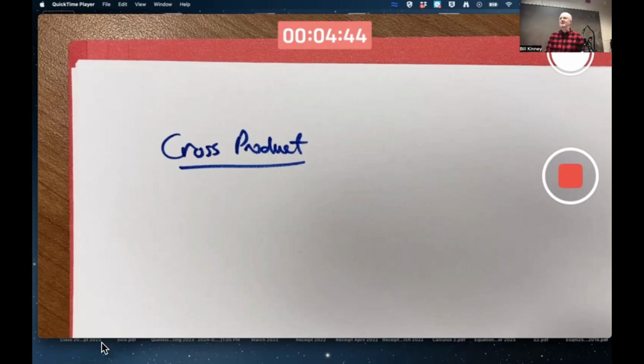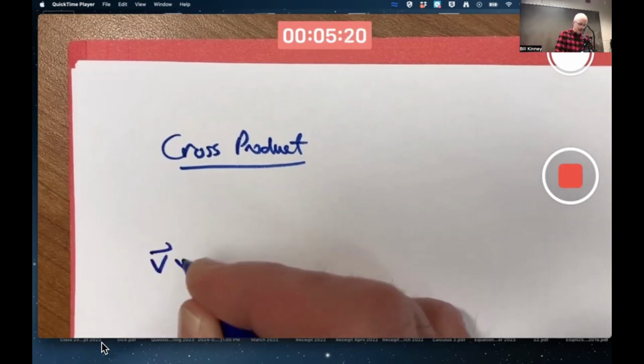Cross product is technically only for three-dimensional vectors. And when you take the cross product of two three-dimensional vectors, you get a single three-dimensional vector, not a number. Say that again. Cross product is to take two three-dimensional vectors, cross them to get not a number, but one single three-dimensional vector.